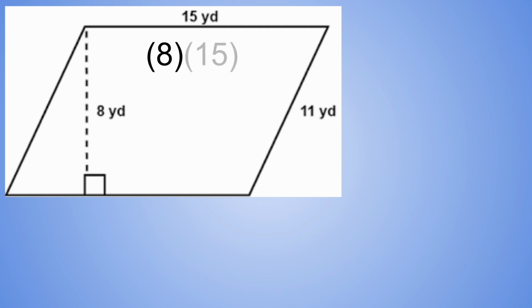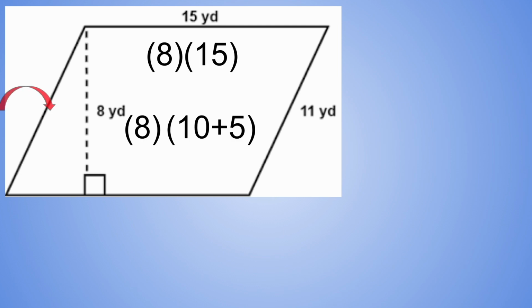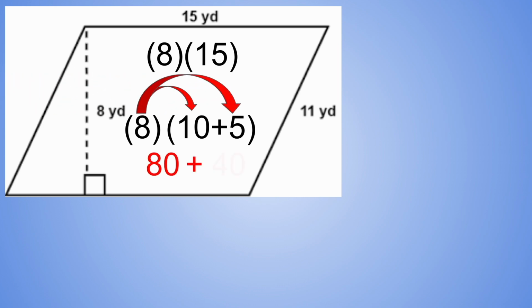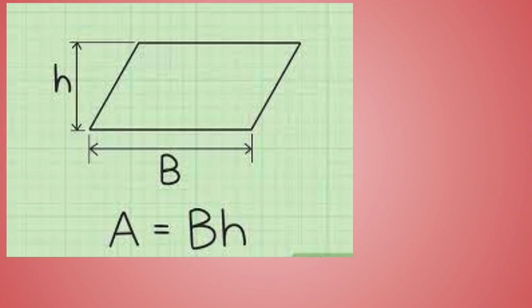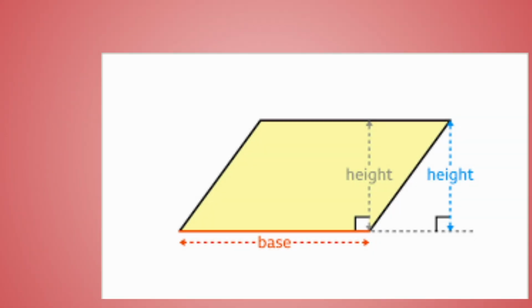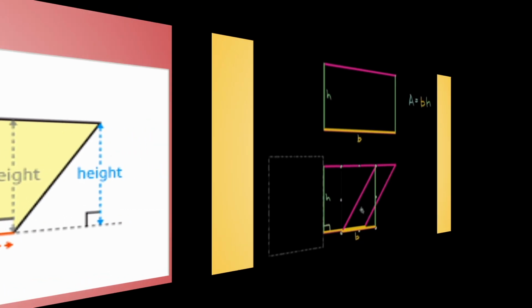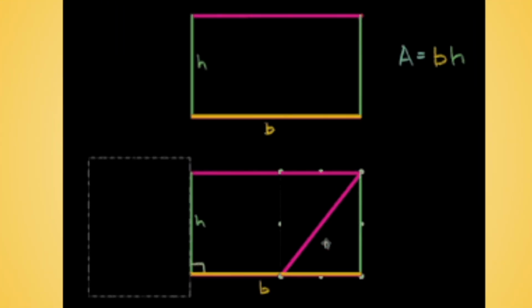Here we multiplied 8 times 15 to get an area of 120 units squared. A parallelogram's area is found by multiplying its base times its height. Very much like finding the area of a rectangle.